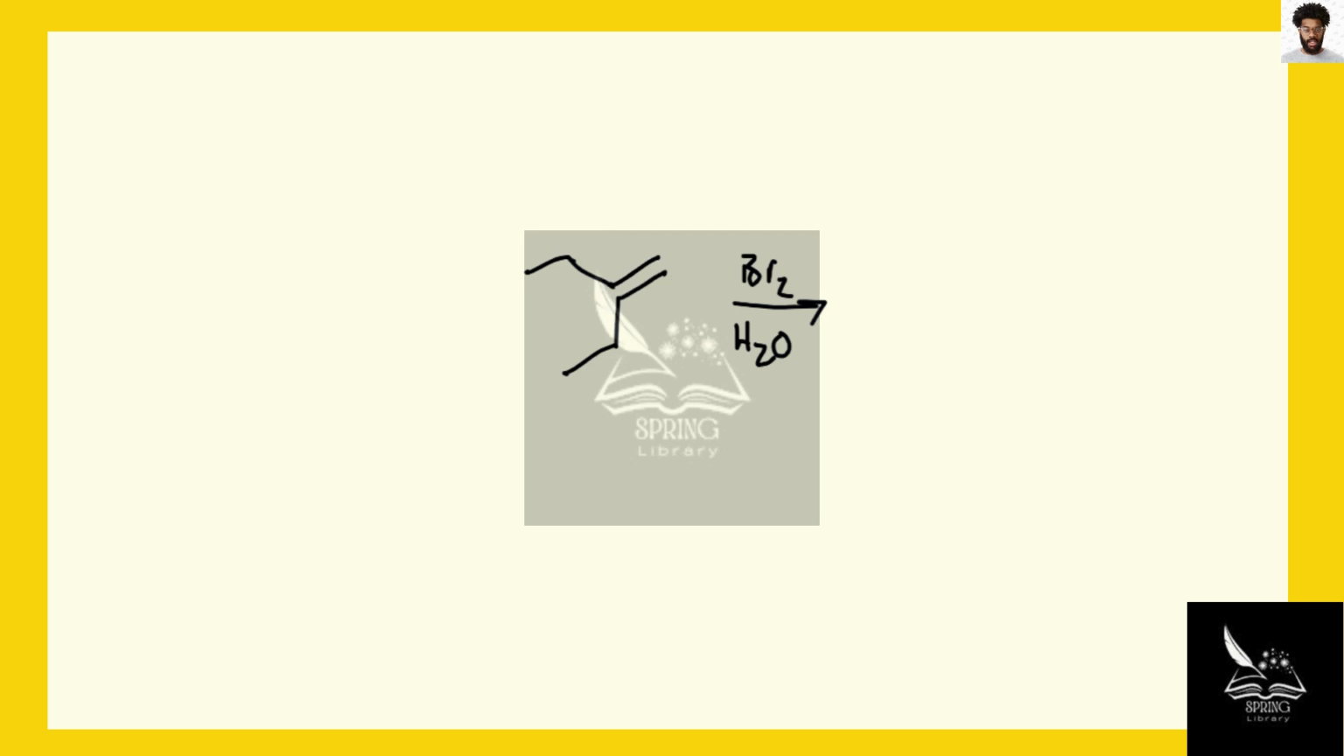So we can simply redraw the substrate without the double bond, put a bromine on one side and an alcohol on the other. And, oops, did that backwards. Bromine goes on the less substituted side, alcohol on the more substituted side.